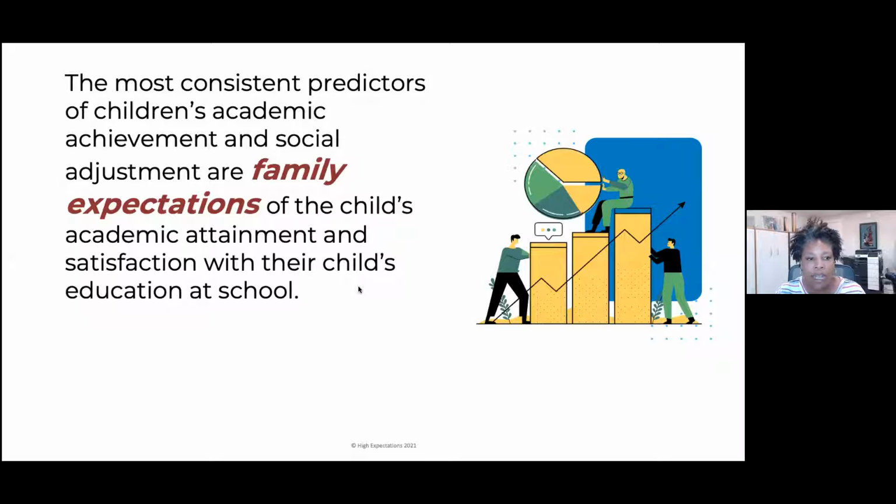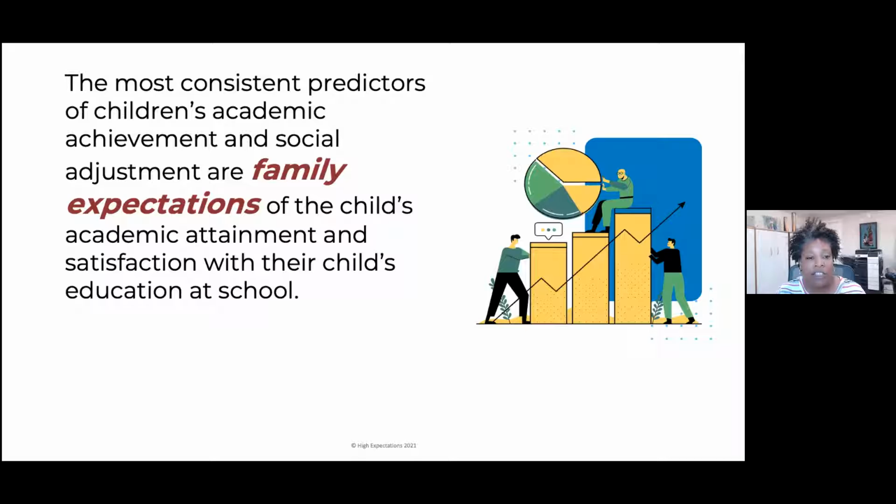The most consistent predictor of how well children do academically is really their family expectations of the child's academic attainment and their satisfaction with their child's education at school. So it is not true, as you hear out there in the world, that if you have a certain skin color, or you live in a certain zip code, or you have a certain educational level, or you have a certain amount of money in the bank, or you have certain resources that can afford all these things for your kids, that is not enough. And it's simply not true.